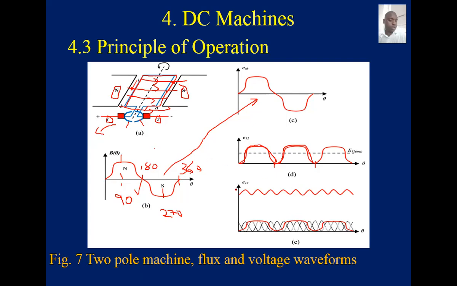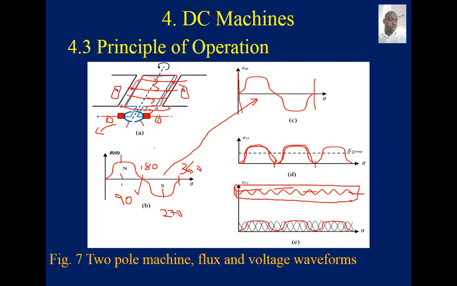But for a multiple pole machine, you realize that the flux density will also tend to overlap. So in one revolution in a two-pole machine, you only have one cycle of the flux density. But in a multiple pole machine, let's say a four-pole machine, you have two cycles of the flux in one mechanical revolution. And so if you increase the number of poles, the overall output voltage will just have some ripples, but be almost a DC voltage.